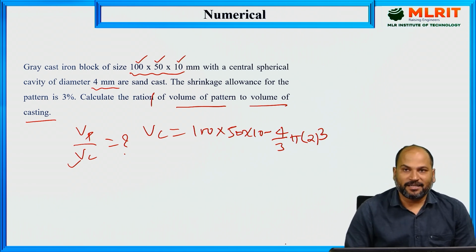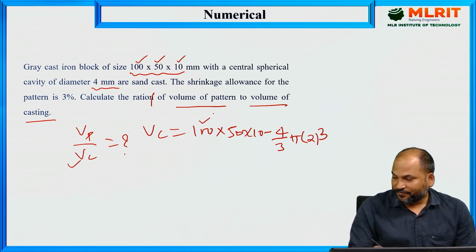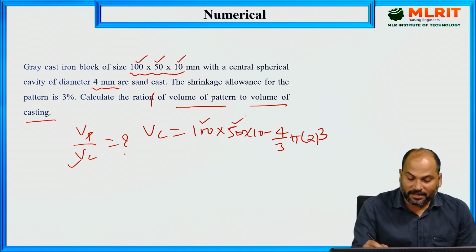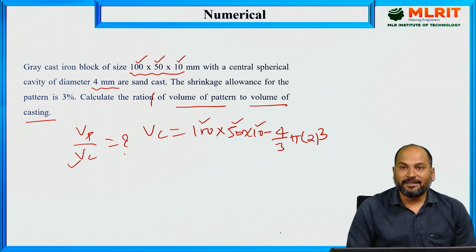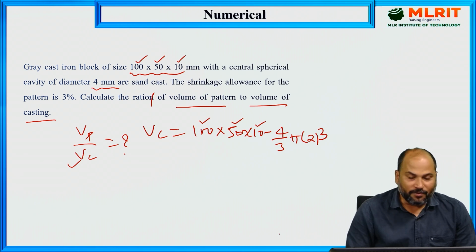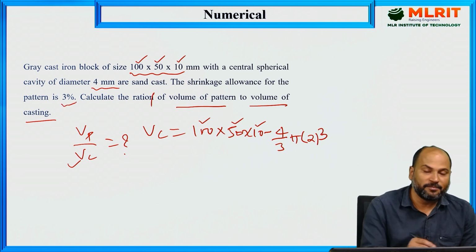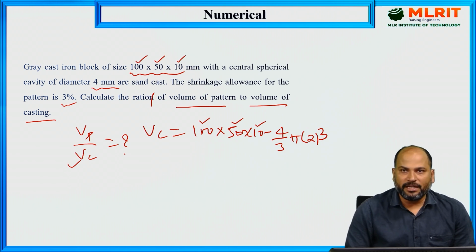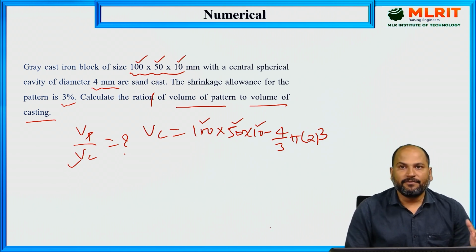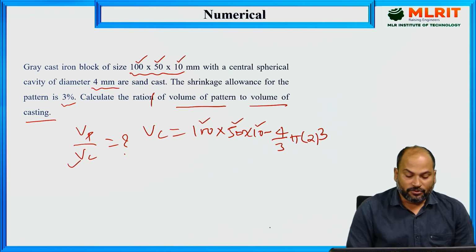For the pattern, actually here 4 dimensions are there. That is the important thing we need to understand. Here length is there, then breadth, and height, and radius is also involved. But here the radius will not increase. In fact, it will decrease. And by what amount will it decrease? It will decrease by 3%. That is the only point that is different from the last numerical that we did. So we'll have to be careful.